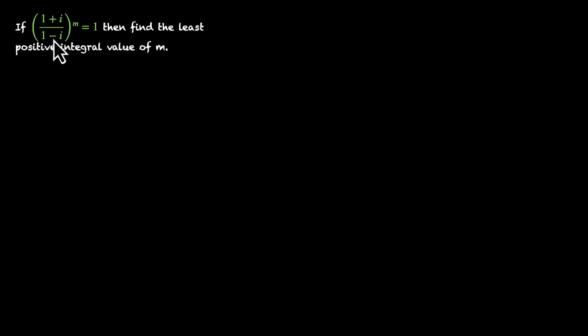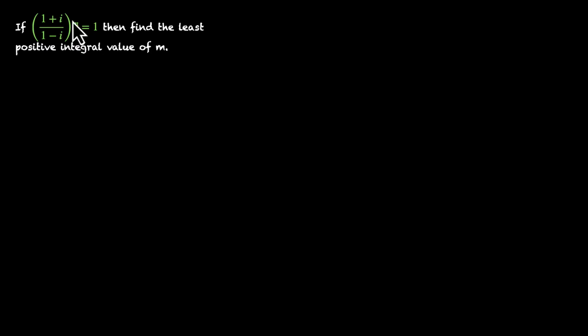If (1 plus i) by (1 minus i) to the power m equals 1, then find the least positive integral value of m. Pause the video, give this a try. Alright, let's do this together. We have this expression to the power m that's equal to 1.